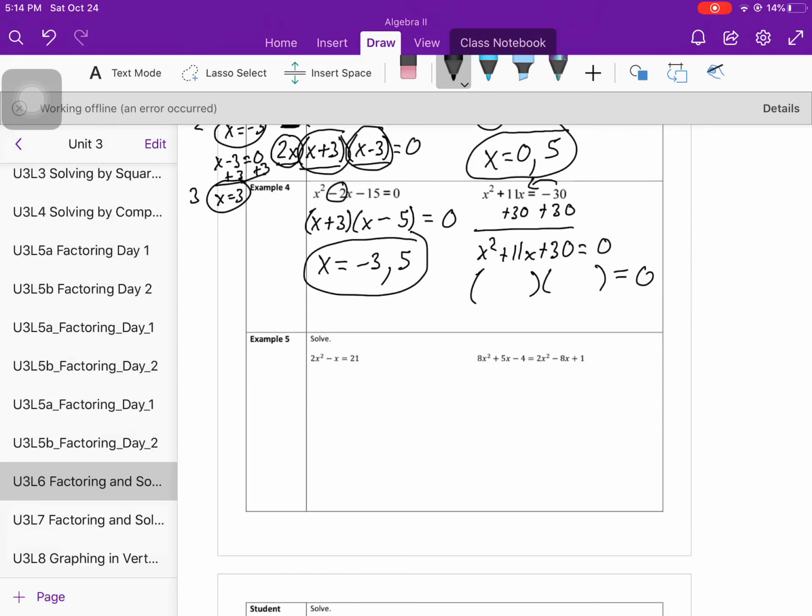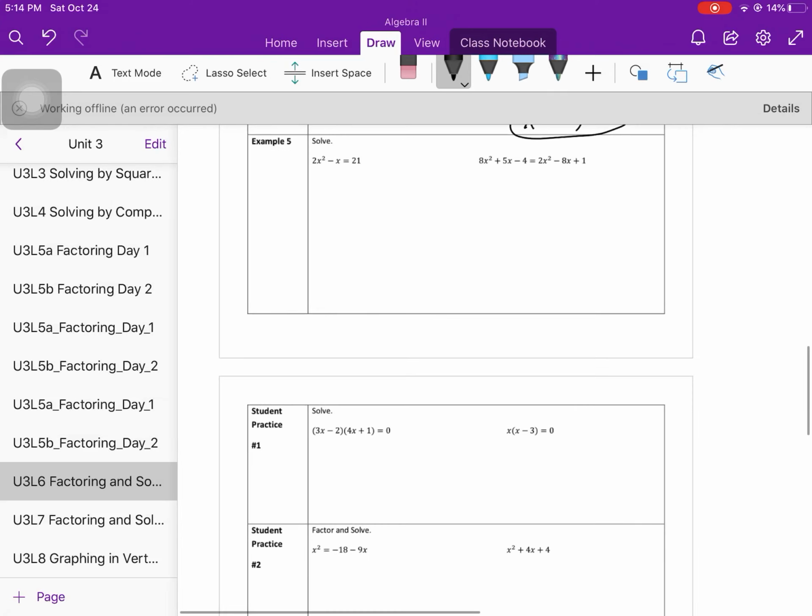Now let's do some factoring. So x and x, signs are the same, both positive. So it's plus and plus. Factors of 30 that combine to make 11. Well, factors of 30 are 1 and 30. That's too big. 2 and 15, still too big. 3 and 10, too big. And then 6 and 5. So then the solutions would be the opposite of positive 6, which is negative 6, and the opposite of positive 5, which is negative 5.